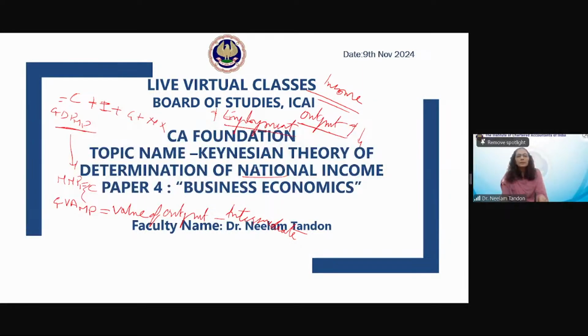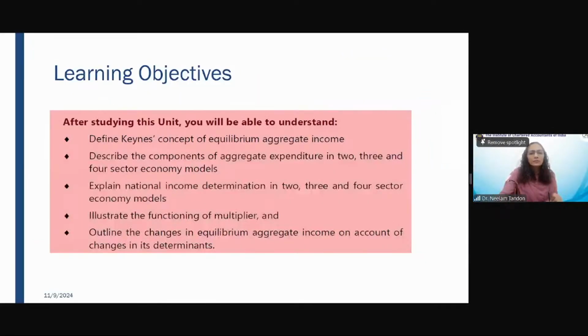But before that, who is Keynes and why has the chapter been named the Keynesian theory of determination of national income? Have you heard about the Great Depression, the 1930s Great Depression? Before talking about that, what are the objectives of this chapter? First we will be defining Keynes' concept of equilibrium.